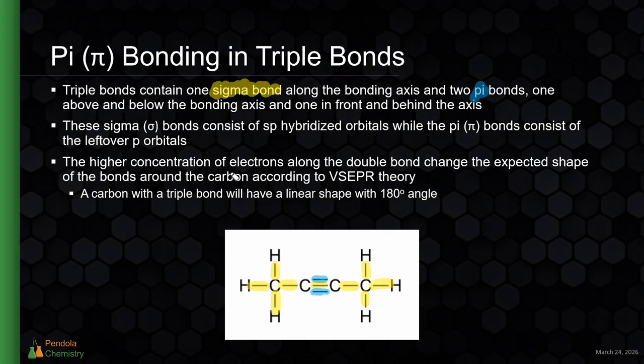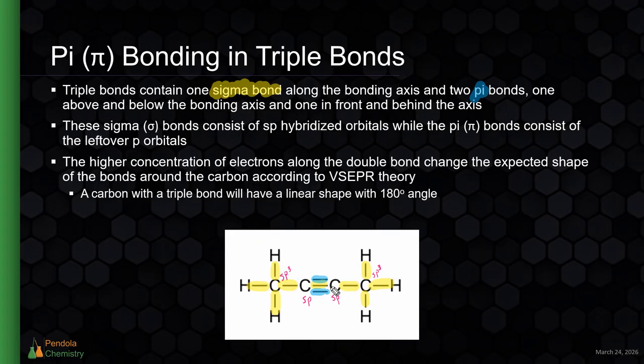The sigma bonds are going to consist of sp hybridized orbitals. So these carbons right here that we see have the triple bond, these are going to be sp hybridized carbons. And then we just talked about this. So this is sp, this is sp. Whereas this carbon is sp3 hybridized because it has 4 single bonds.